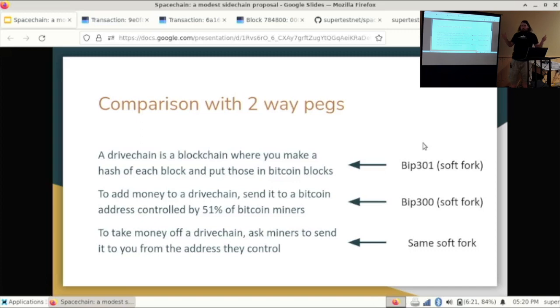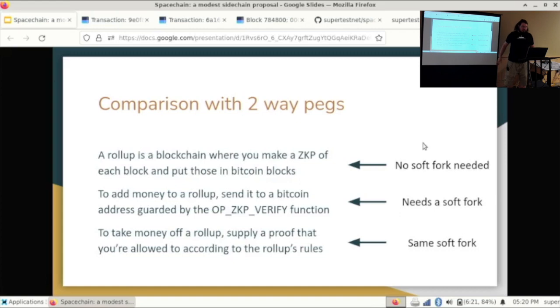And so in comparison with that, the benefit of space chains is that they don't require a soft fork. You can do them today without needing a soft fork. However, the bad part is, we don't have a solution for getting money onto the space chain. All we have is destroy your bitcoins, which isn't a really good solution. So we're still coming up with stuff for that.